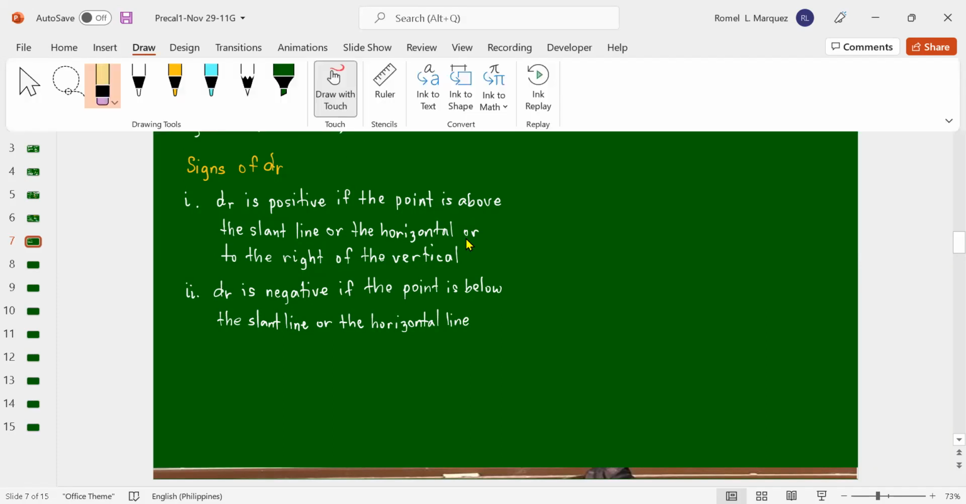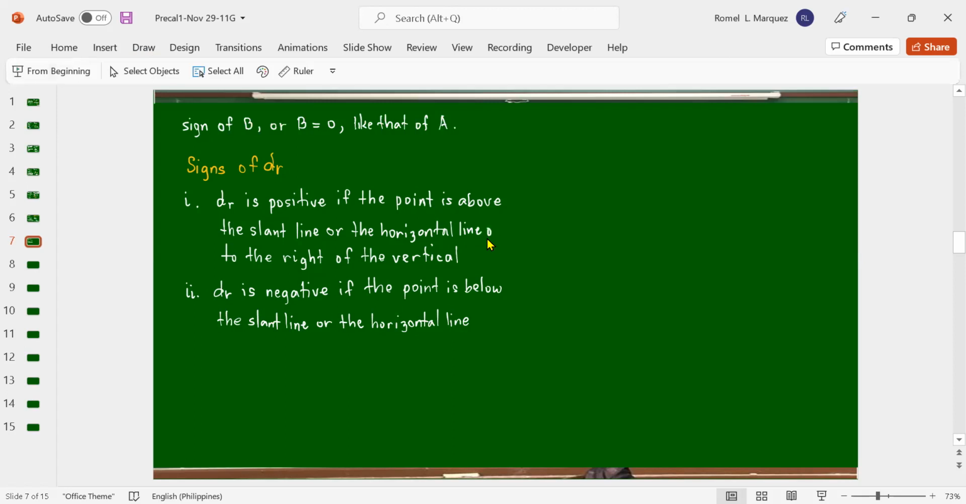Let's put a horizontal line to the left of the vertical line. Clear, guys? Okay?